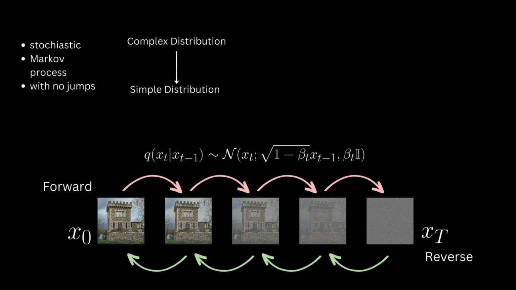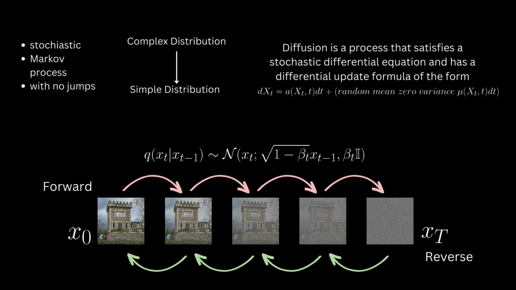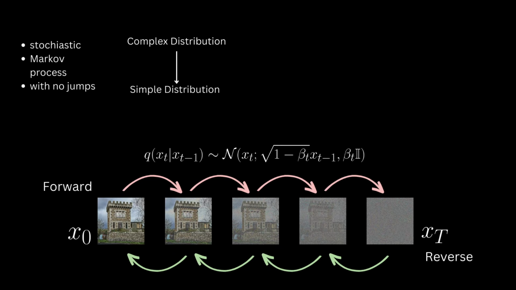So diffusion is a stochastic Markov process that allows us to transition from any complex distribution to a simple distribution by repeatedly applying a transition kernel. Let's look at next one. Okay, so my little brain is screaming to ignore this completely. So that's what we are going to do.